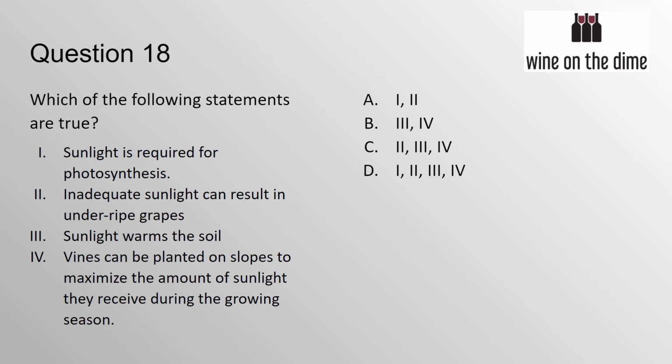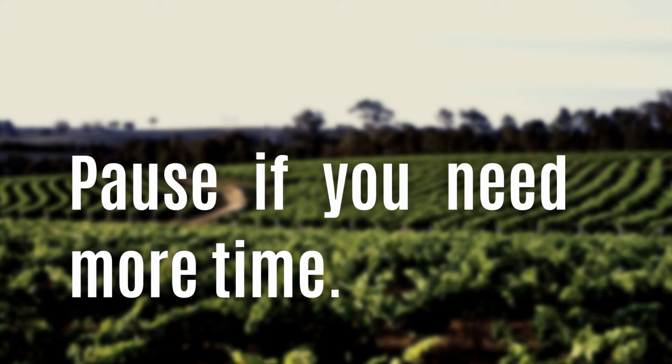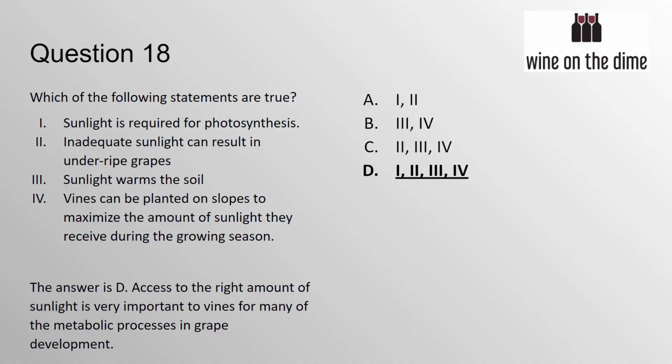Question 18. Which of the following statements is true? 1. Sunlight is required for photosynthesis. 2. Inadequate sunlight can result in underripe grapes. 3. Sunlight warms the soil. 4. Vines can be planted on slopes to maximize the amount of sunlight they receive during the growing season. Your answer choices are A. 1 and 2, B. 3 and 4, C. 2, 3, 4, D. 1, 2, 3, 4. The answer here is D.